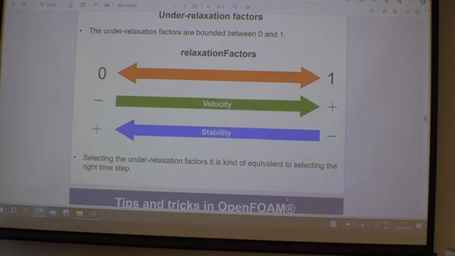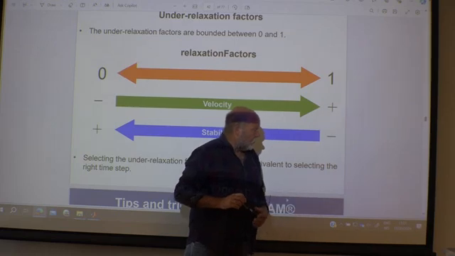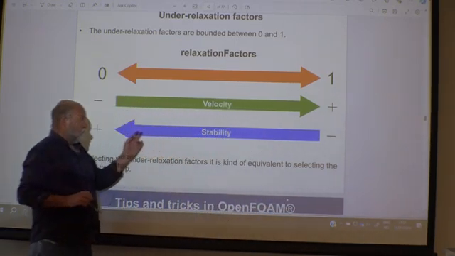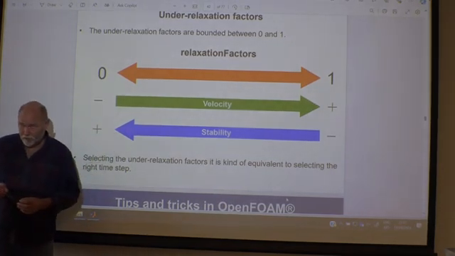So the different relaxation factors are between 0 and 1. The closer to 1, the faster you will find a solution, but it may be unstable. The smaller, the more stable it will be.